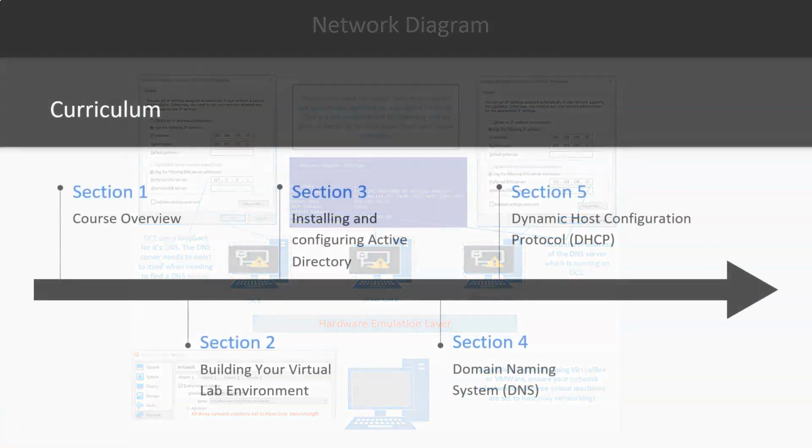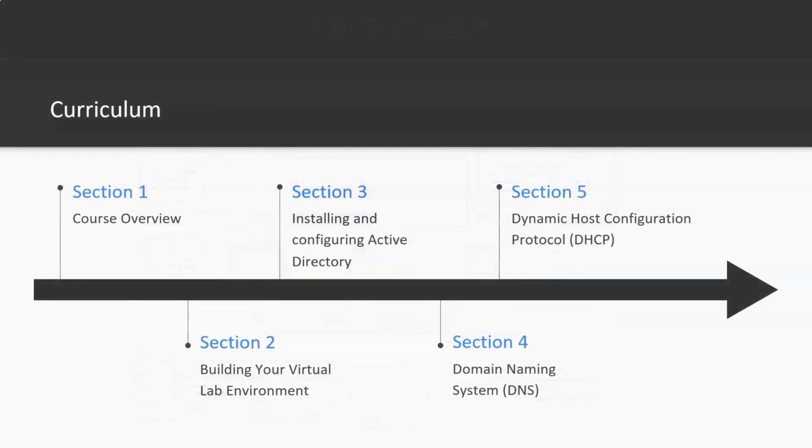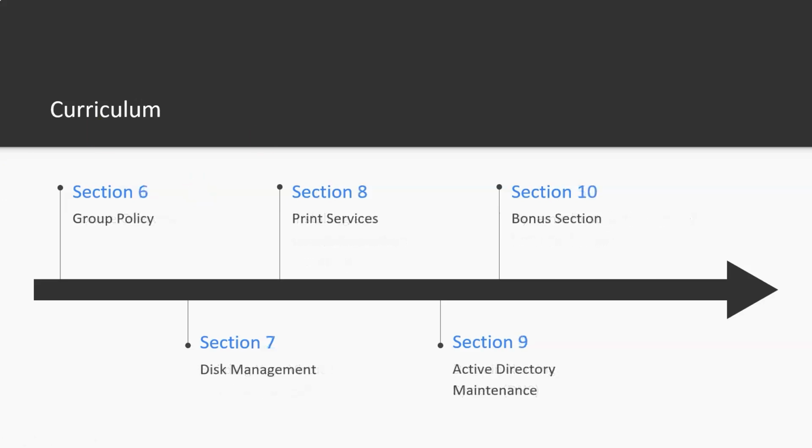So let's go ahead and take a look at the curriculum. And currently you are in Section 1, which is the course overview. Section 2 is the building of your virtual lab environment. And in Section 3, we get into the installing and configuring of Active Directory. In Section 4, you're going to learn about DNS. In Section 5, you're going to learn about Dynamic Host Configuration Protocol, or DHCP. In Section 6, you're going to learn about group policy. In Section 7, we'll discuss disk management. In Section 8, we'll talk about print services. In Section 9, Active Directory maintenance. And Section 10 is your bonus section.